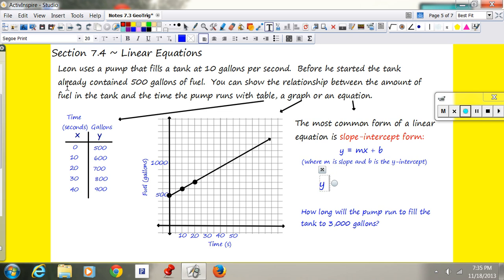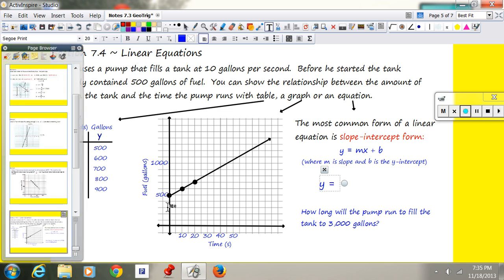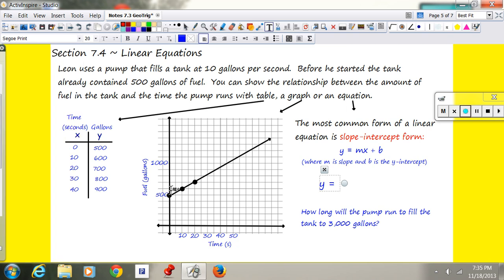So let's see, our equation could be something like y equals our slope, which is up 100 gallons over 10 seconds. 100 divided by 10 would be 10x, and then plus 500. 500 is your y-intercept. 500 is where it touches the y-axis, right here at 500. So 10x plus 500 right here.